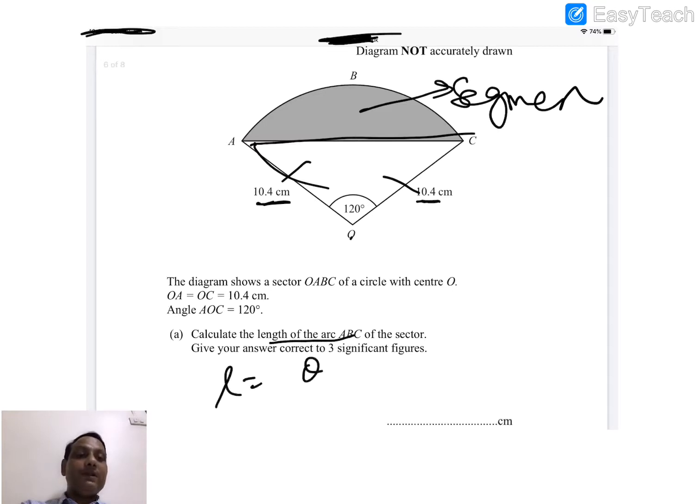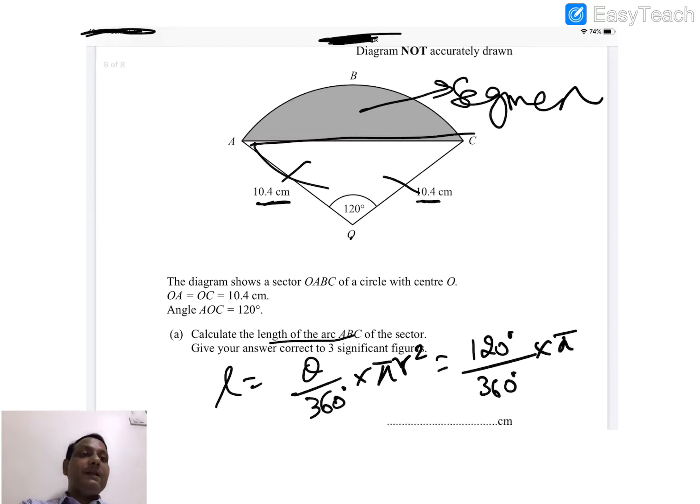So the formula is theta over 360 times pi r square, right? Theta is how much here, guys? 120 degrees, divided by 360 times pi, and then we have to put r square, so 10.4 whole square. Now I have to type it in the calculator. Sorry, the calculator was in radian before, I'm changing it. Sorry for that. So maybe the last question was a little bit wrong, but don't worry, you can change your calculator and get the right answer.